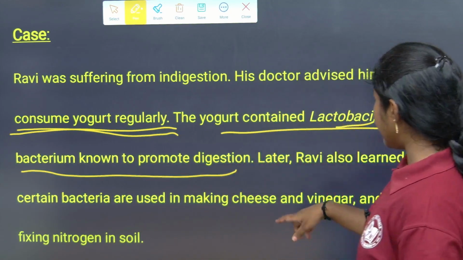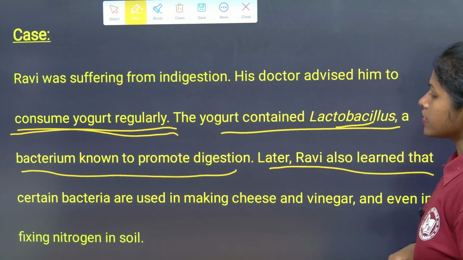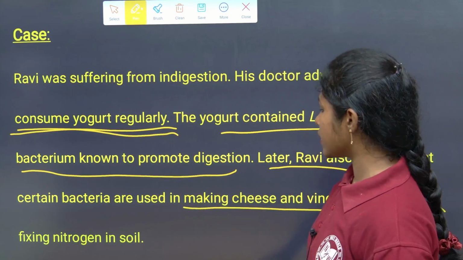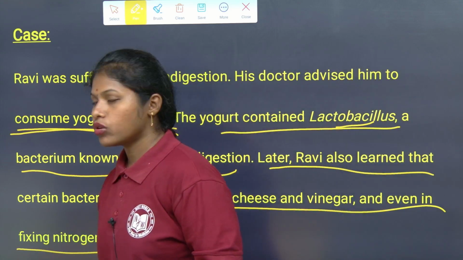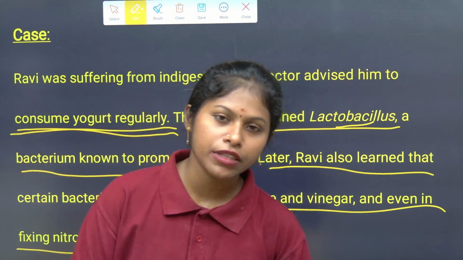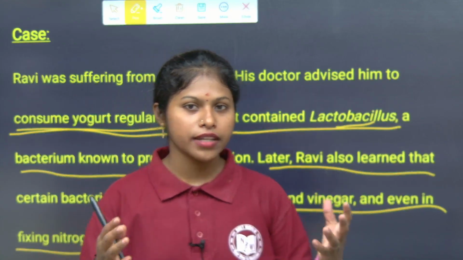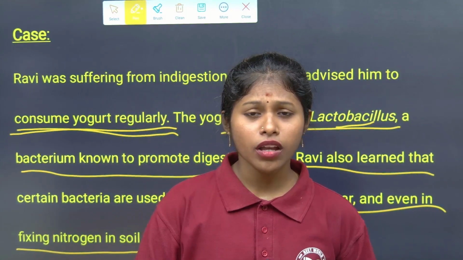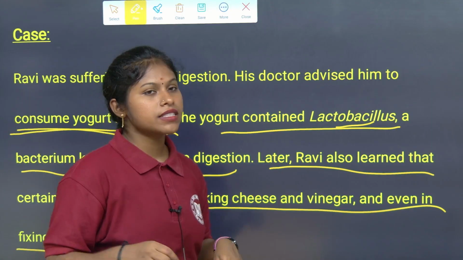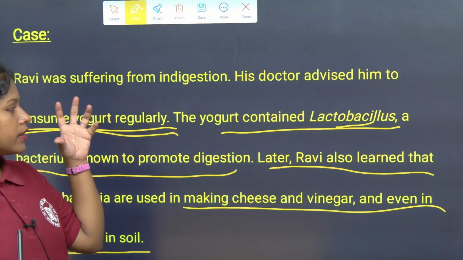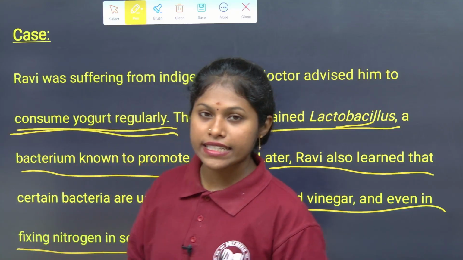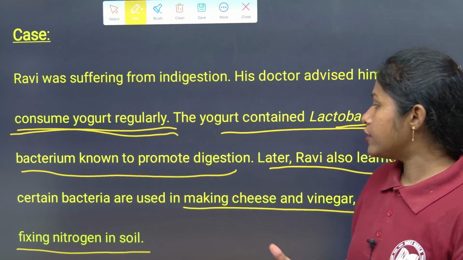Later Ravi also learned that certain bacteria are used to make cheese, vinegar and even fix nitrogen in soil. After that he came to know why the doctor said to take milk products like yogurt regularly. It is because in yogurt products the lactobacillus bacteria will be there, a good bacteria which helps in the digestion process.